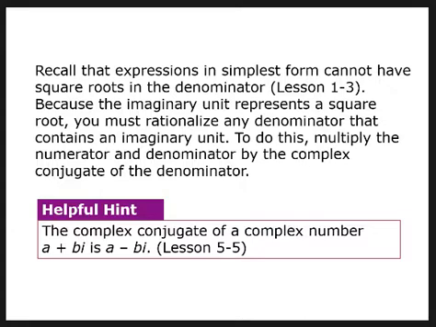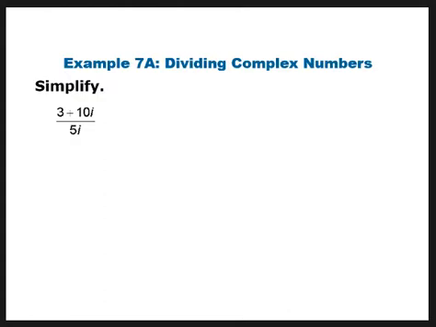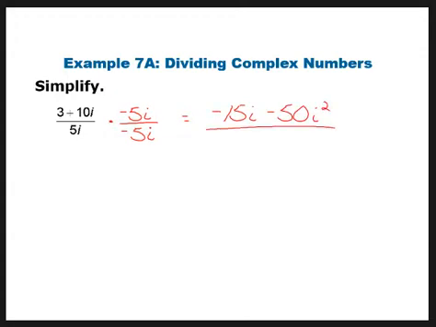So what we're going to do to rationalize these is multiply each expression by the complex conjugate over itself. Remember, for the complex conjugate, you just change the sign in front of the imaginary part of the expression. So in this case, on the top, I'm going to distribute. So I'm going to get negative 15i minus 50i squared. And on the bottom, I'm going to get negative 25i squared.